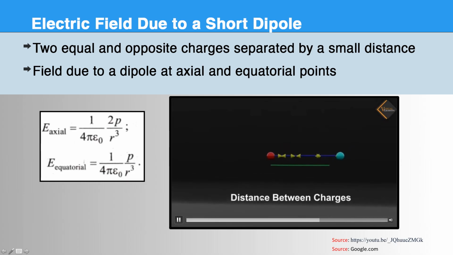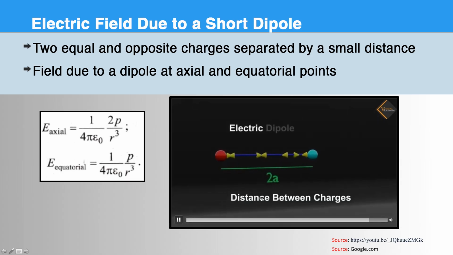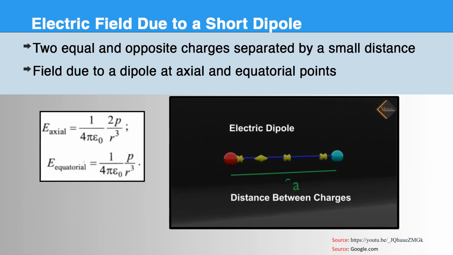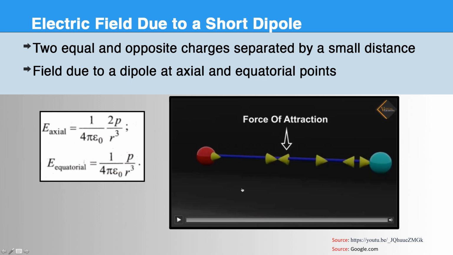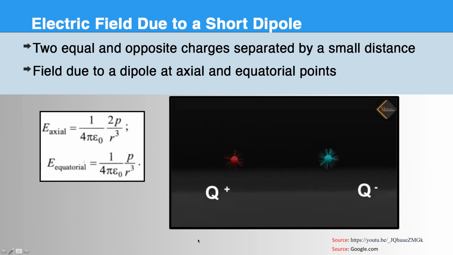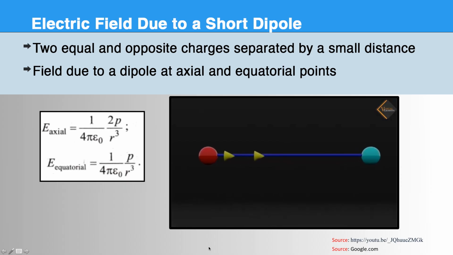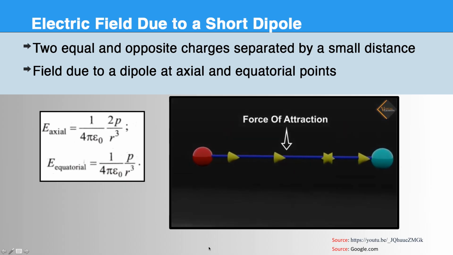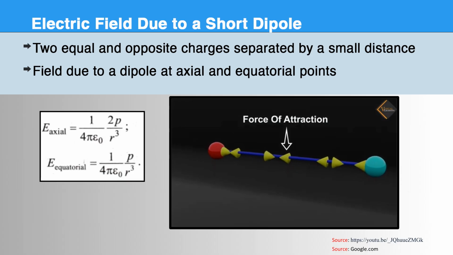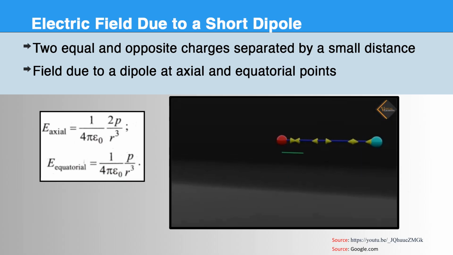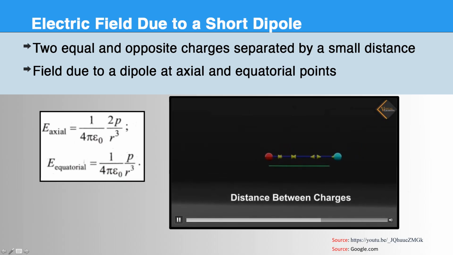The factor 2P by r cube indicates that the electric field strength decreases with the cube of the distance from the dipole. The field direction is along the dipole moment vector P, meaning it points away from the positive charge and towards the negative charge.